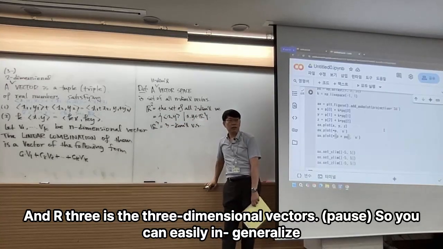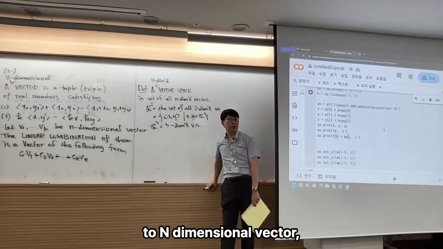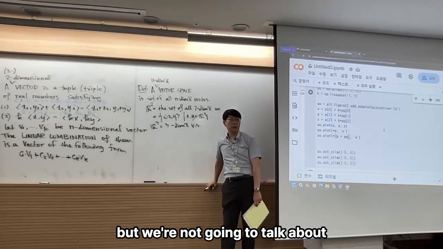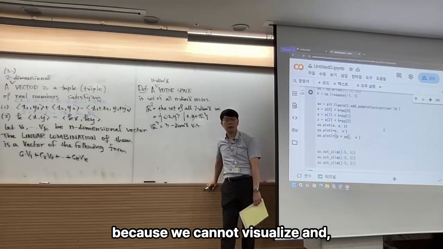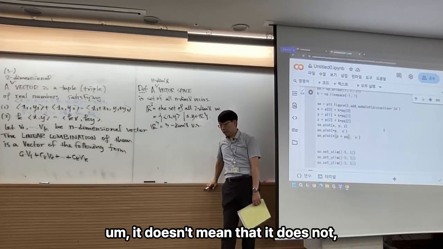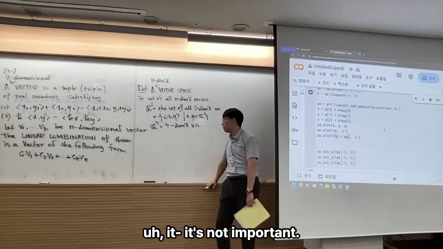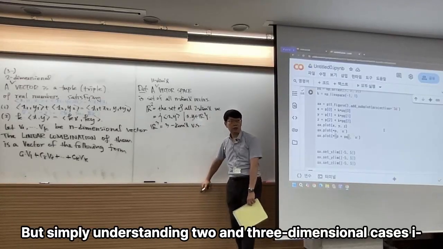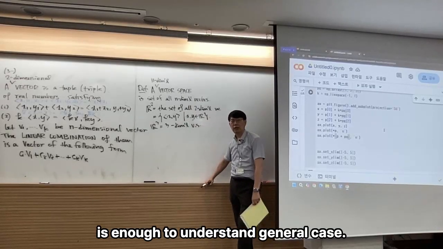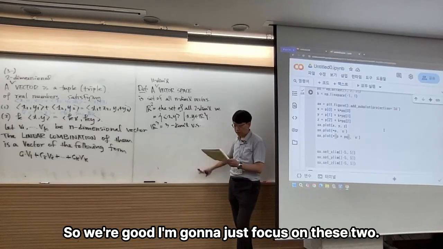You can easily generalize to n-dimensional vectors, but we're not going to talk about four-dimensional or five-dimensional vectors because we cannot visualize them. It doesn't mean that it's not important, but simply understanding the two and three-dimensional case is enough to understand the general case. So we're just going to focus on these two.